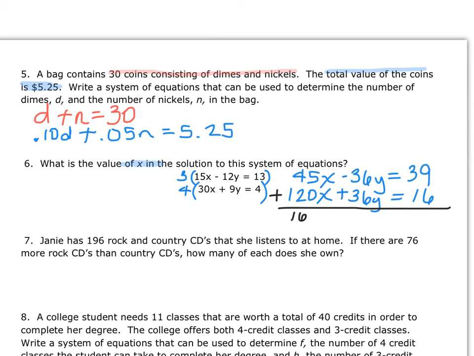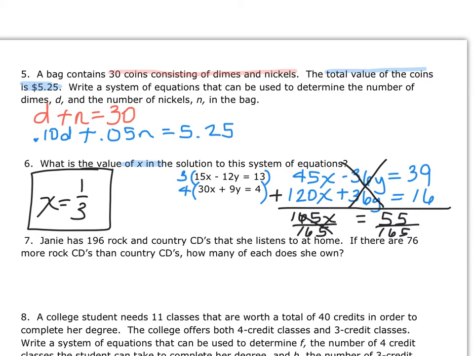I get 165x. My y's are eliminated. Equals 39 plus 16 is what? 55, I believe. Right? So now to get x by itself, if I divide both sides by 165, you get 1/3. So the x value is 1/3.